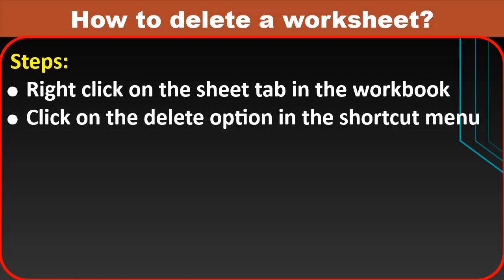Next, how to delete a worksheet. What are the steps here? First, right click on the sheet tab in the workbook, then click on the delete option in the shortcut menu, then another dialog box will come. There you have to press the delete button again, then the sheet will be deleted.